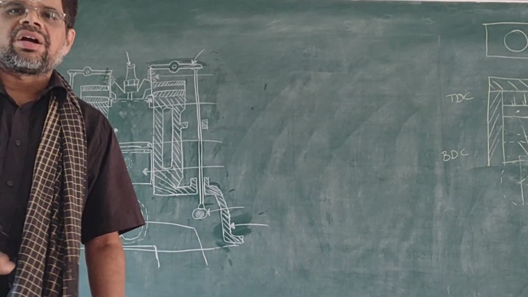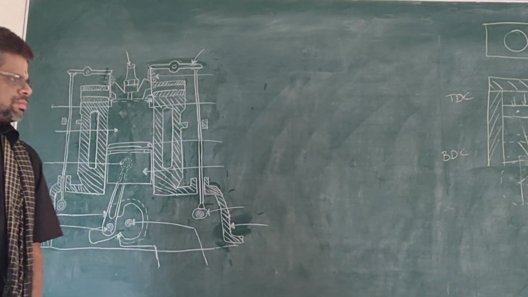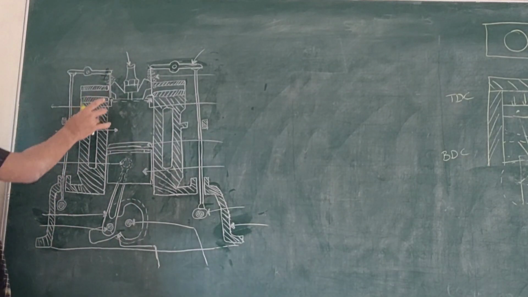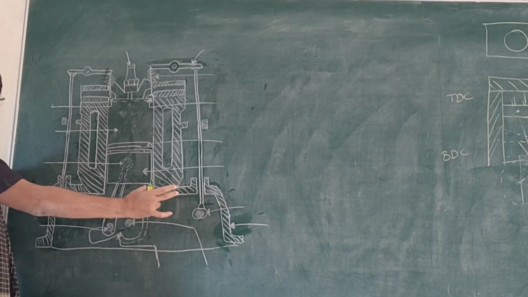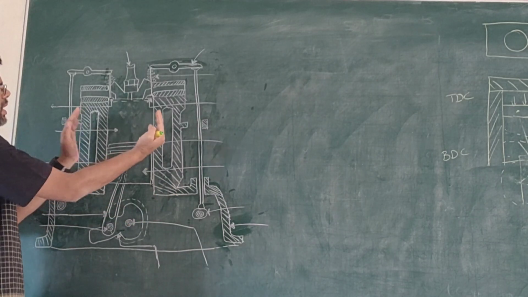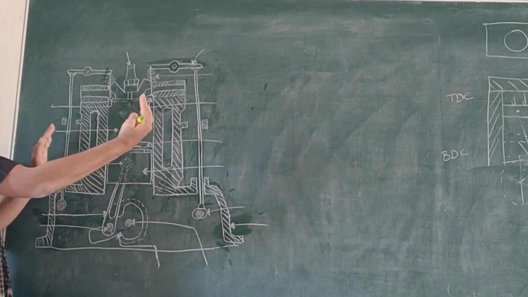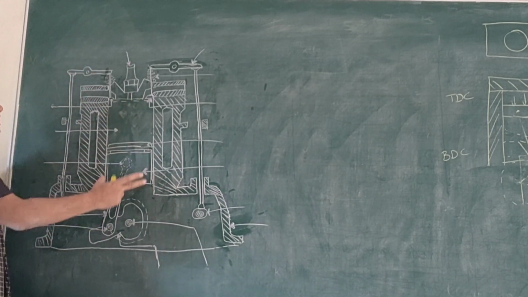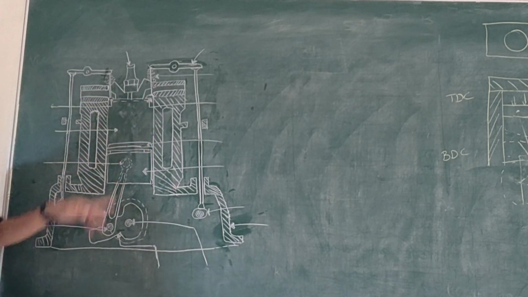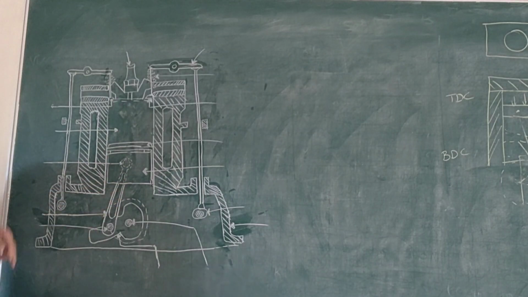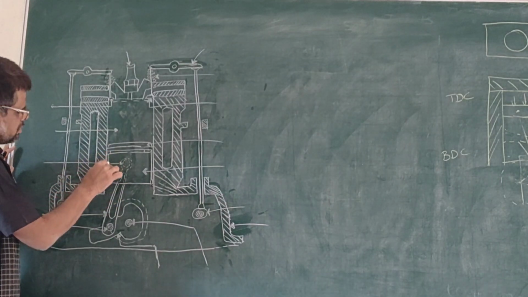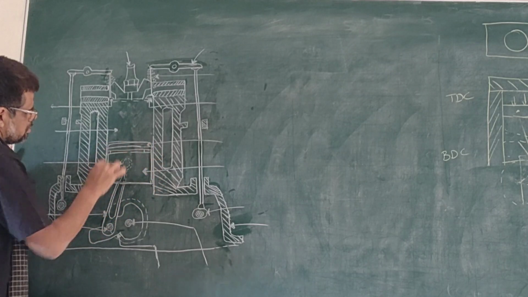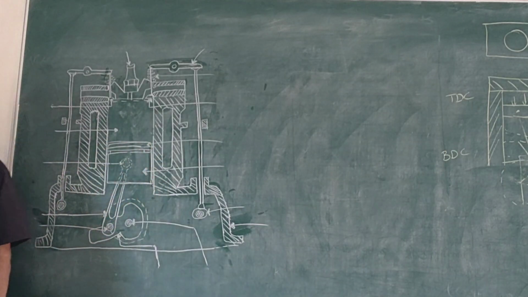Try to identify the components in this diagram. So here one block is there. This is actually a rectangular block, for example. It may be a rectangular block like this, inside which there is a cylindrical hole. So this is the cylindrical hole, and here this is the piston. This is the piston.